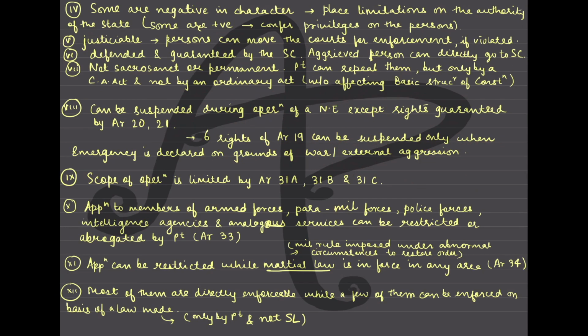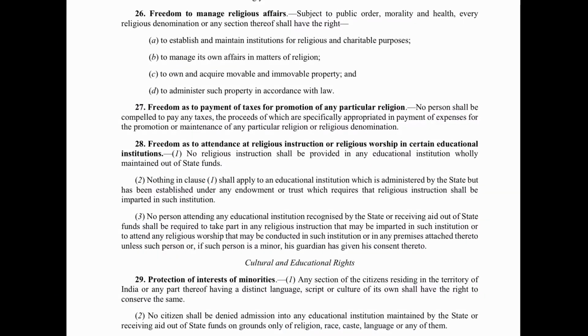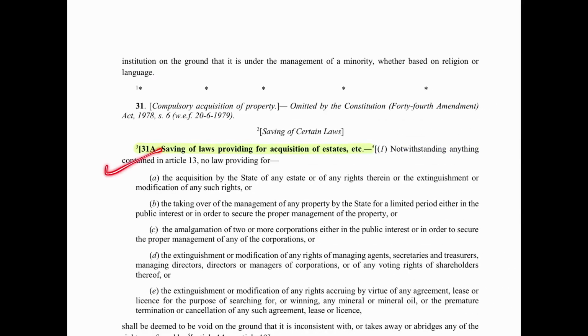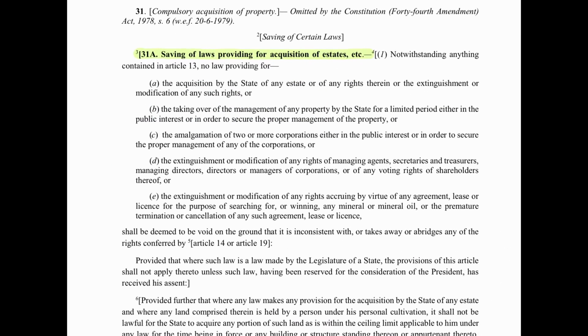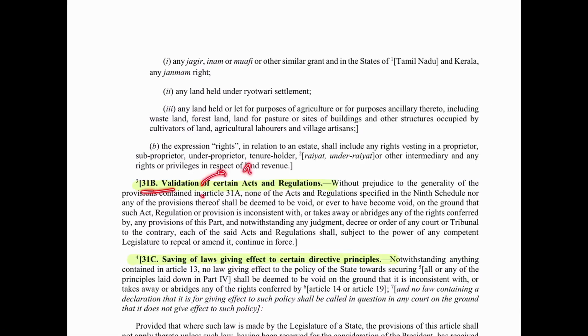Okay. Then the scope of the operation of the fundamental rights is limited by 3 articles. That means these 3 are exceptions to fundamental rights: 31A, B and C. Again, I hope you remember, those who have done the previous videos know this. I have given you an elaborated explanation, and therefore it is marked here also that we have done 31A. Then 31B, which is seen along with the 9th Schedule, and 31C. Okay. So these are exceptions. So that is also one feature of fundamental rights.